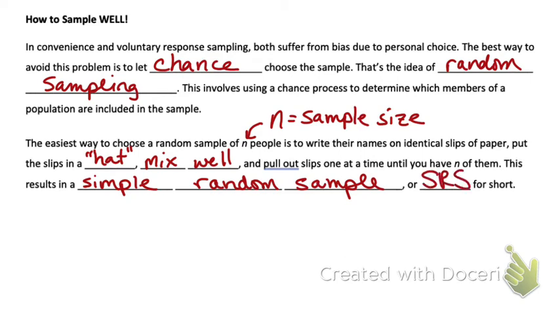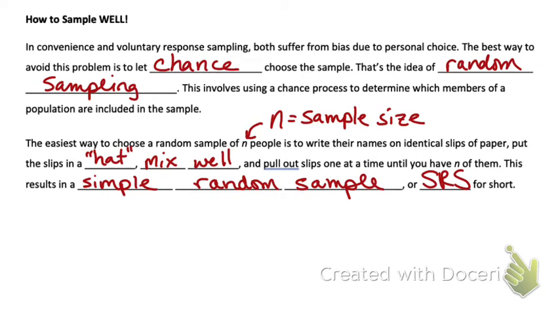Okay. Now, this is called the hat method. Literally, it's called the hat method in the real life statistical community. Why is it called a hat method? You think about putting names in a hat and drawing them out, right? Does it have to be a hat? No, it can be a container, a box, whatever.